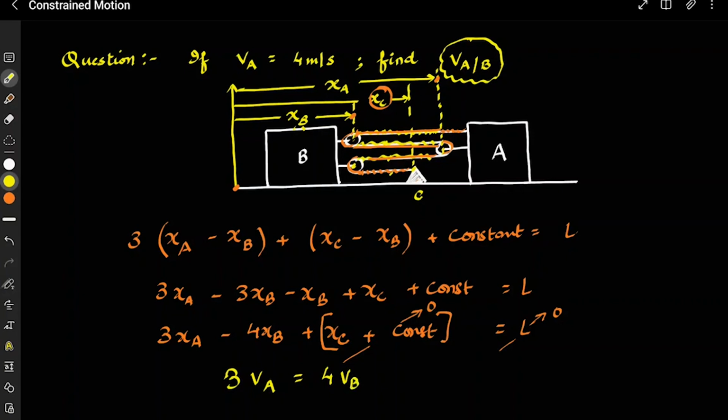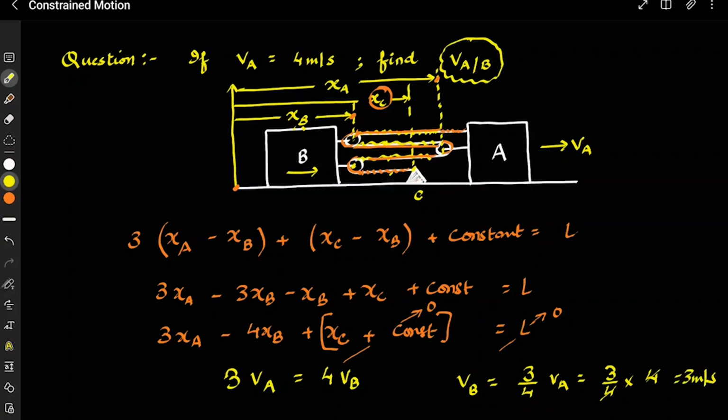Okay, so clearly if velocity of a is in this particular direction, then velocity of b is also in this particular direction, and we'll get this particular relationship. So clearly what is given in the question, VA is given to you, so we have to find VB. VB is equal to 3 by 4 VA, which is equal to 3 by 4 multiplied by VA is what, 4. So I will cancel it, which is equal to 3 meter per second.